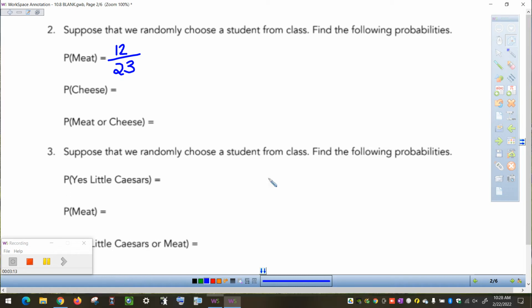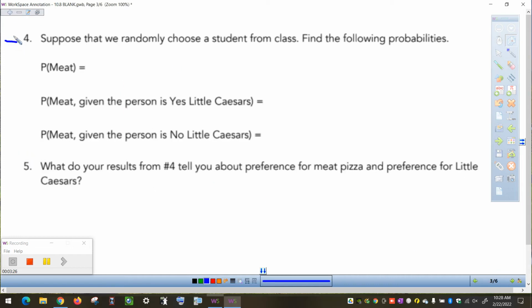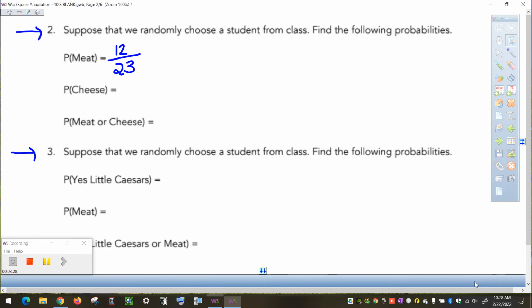So I'm going to give you a little bit of time here. I'd like you to continue working through the rest of number 2. Go ahead and work through number 3, and then I'd also like you to try number 4. And we'll come back together here in a few minutes after you've had a chance to work through and take a look at those remaining questions.